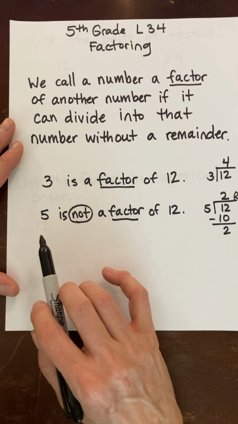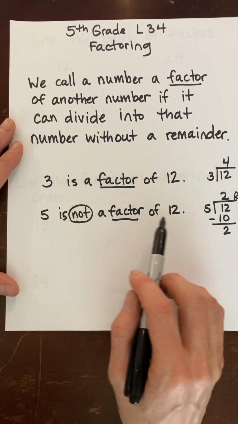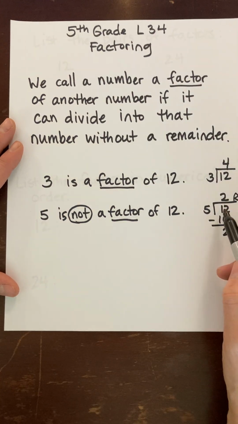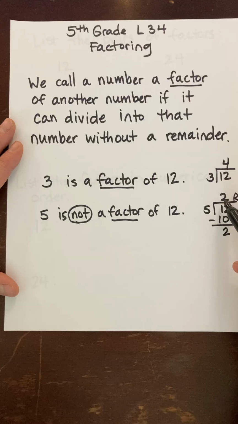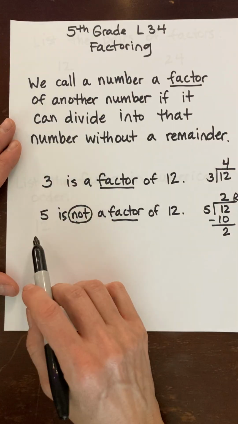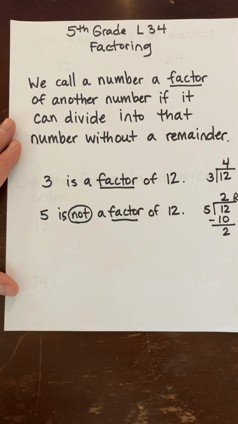Now let's look at the number 5. 5 is not a factor of 12 because when we divide 12 by 5, we get an answer of 2 with a remainder of 2. So because there's a remainder, 5 is not a factor of 12.